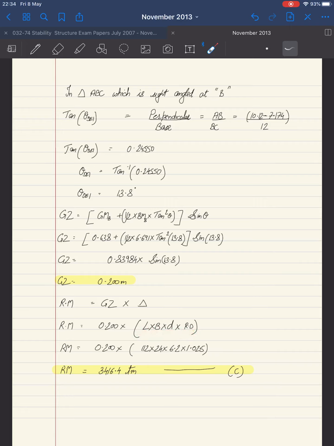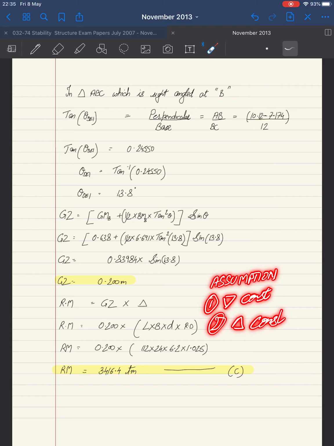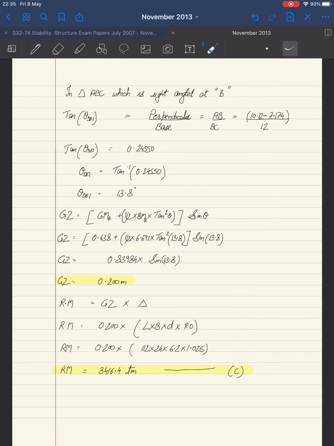Now it's of utmost importance that we use the initial draft here. We cannot use the bilged draft here, because the assumptions for solving the bilged condition by the lost buoyancy method are, number 1, underwater volume constant, number 2, displacement constant, and number 3, KG constant. So the displacement is constant. That's why we'll be using the initial displacement, which is the length of the vessel, the breadth of the vessel, times the initial draft, times the relative density.